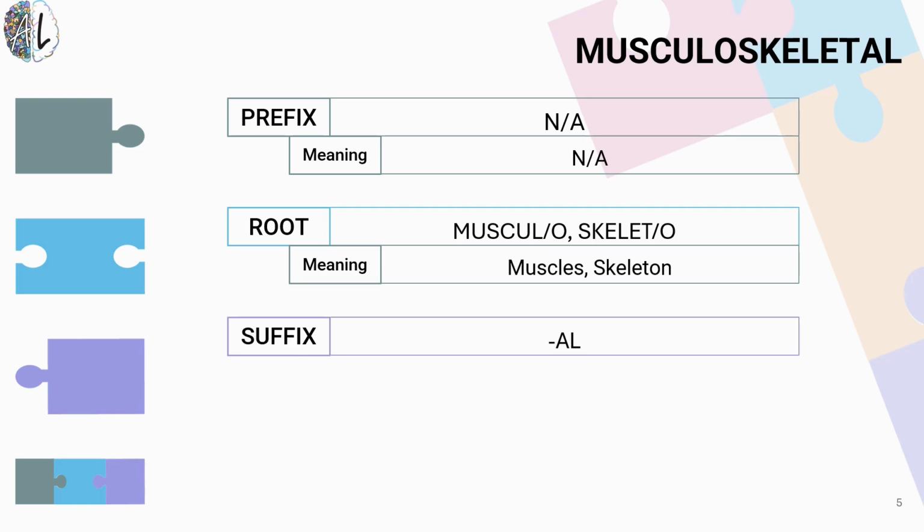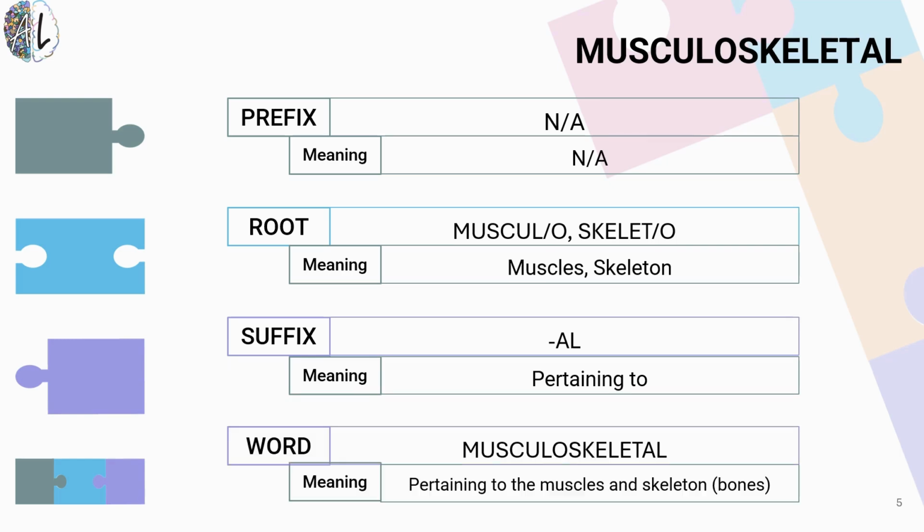Our suffix here is the al ending, which just means pertaining to. So our term musculoskeletal is pertaining to the muscles and the skeleton. Those two components work together, and that's why we usually talk about them as one body system.